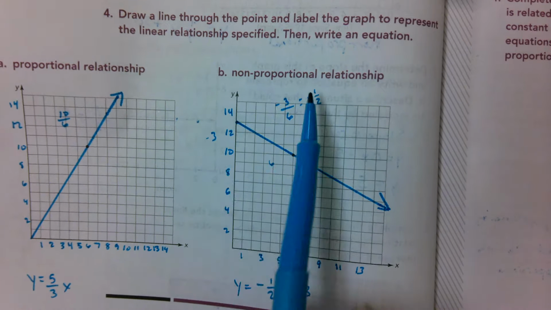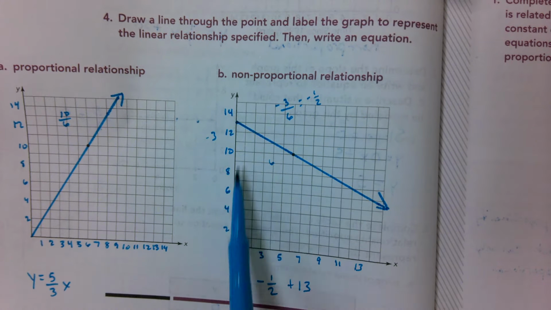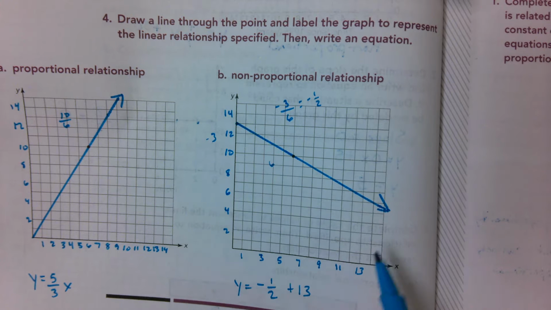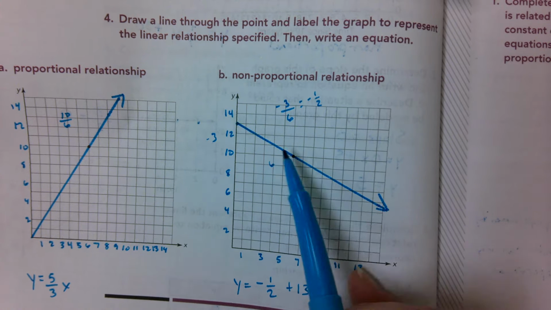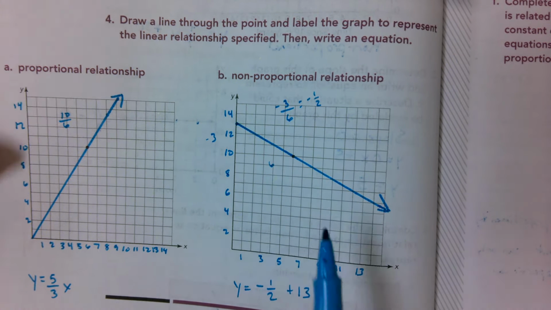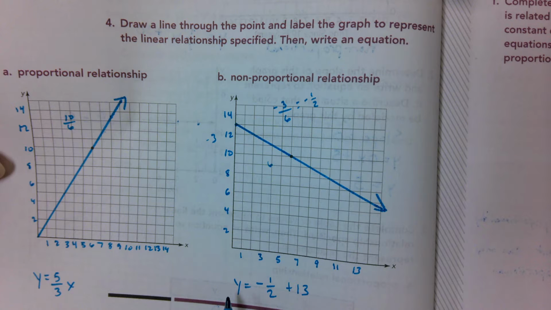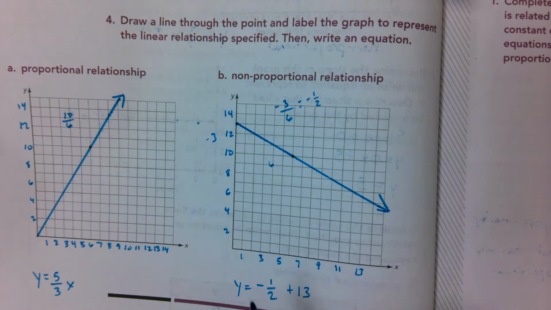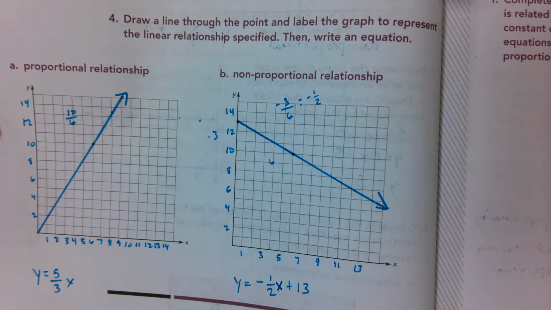This one here was non-proportional, so you could have had it go any which way along the y-axis as long as you did not have it go through the origin. So your line could look a lot different than mine here as long as it crosses through that point. My line is non-proportional, negative slope. Y equals 1/2 x plus 13.